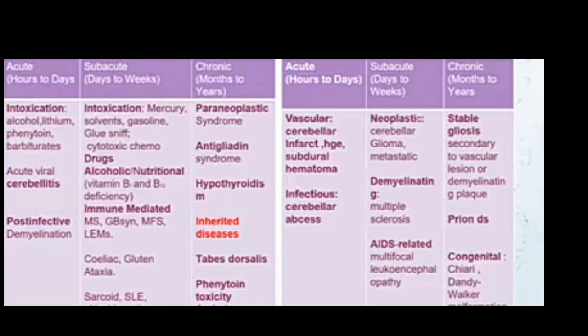Now, chronic cerebellar, which is focal, are usually due to gliotic scars or other vascular lesions. Prion disease can present in the chronic way, and there are certain congenital cerebellar malformations which can be chronic and focal. Now, next slide.